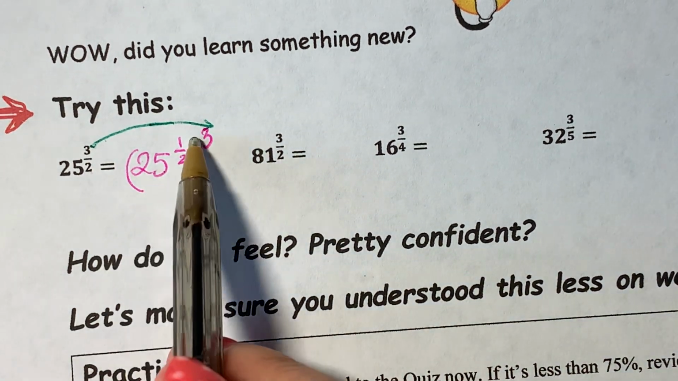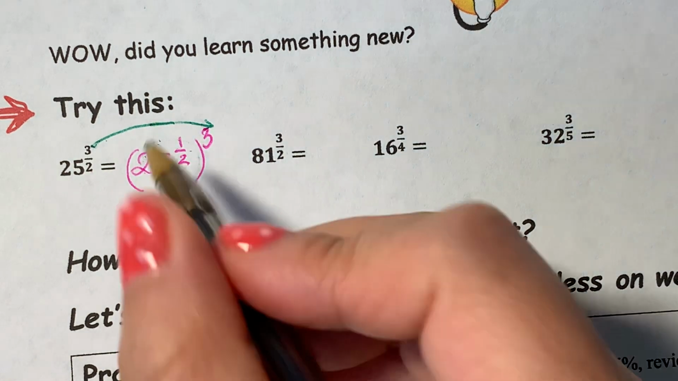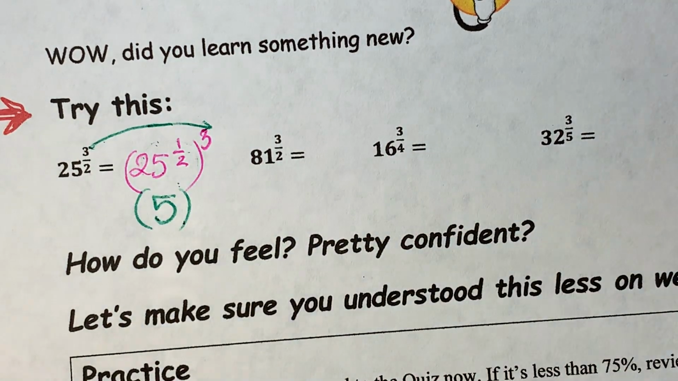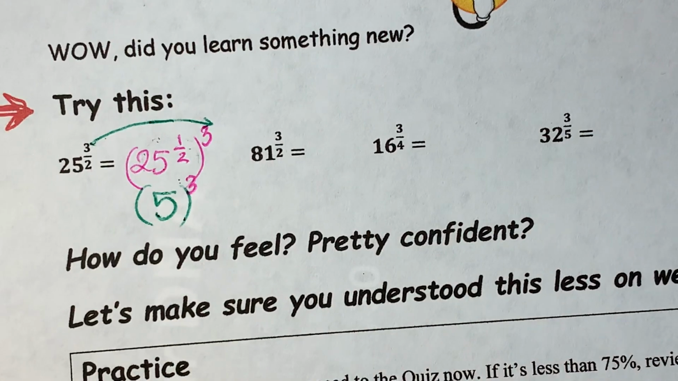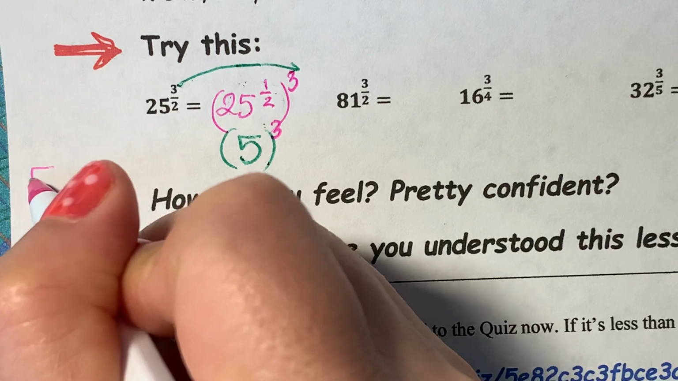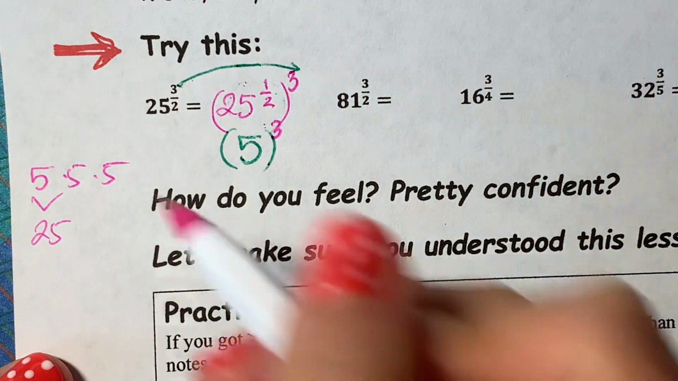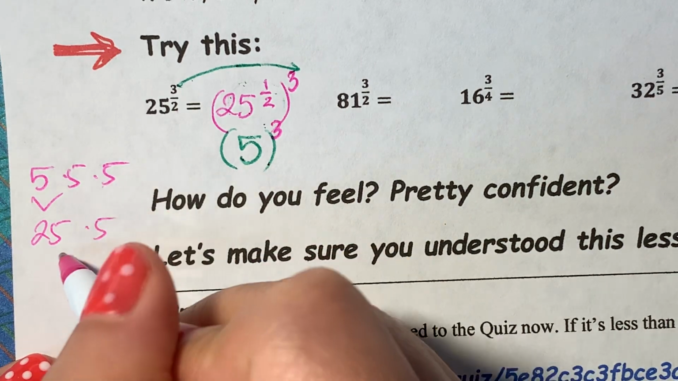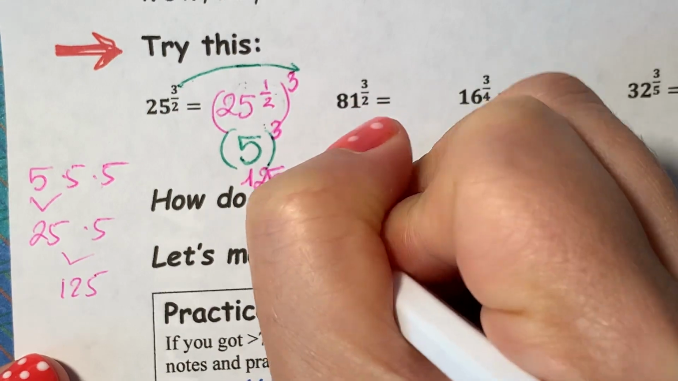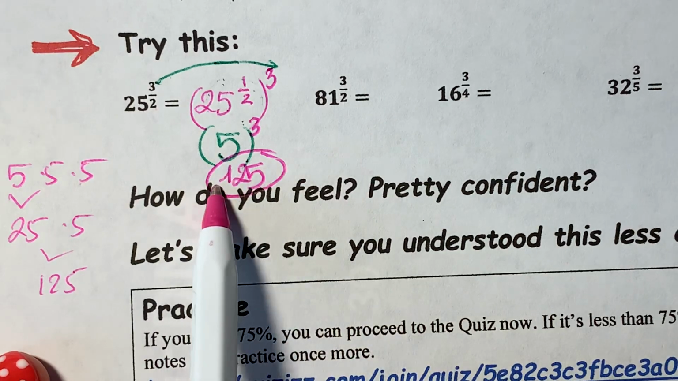So 25 to the 1/2 is the same as square root of 25. So that's 5. And then raised to the 3rd power outside. What's 5 to the 3rd? Well, that's 5 times 5 times 5. 5 times 5 is 25. 25 times 5 gives you 125. So this equals 125. Evaluating means you get the final answer.